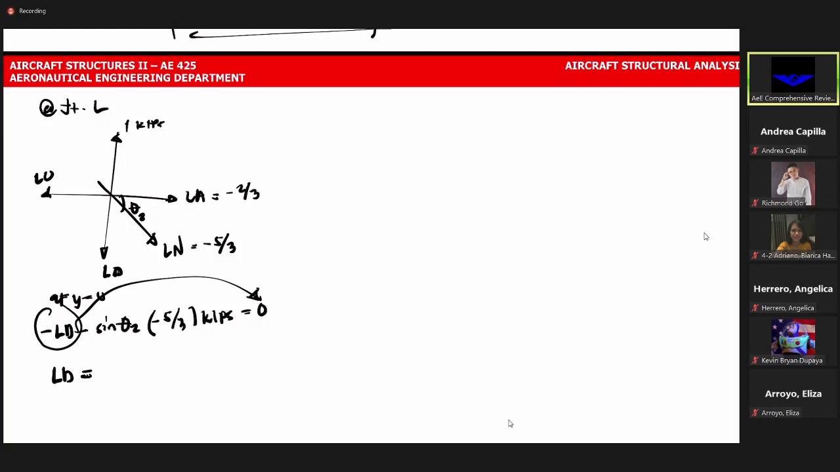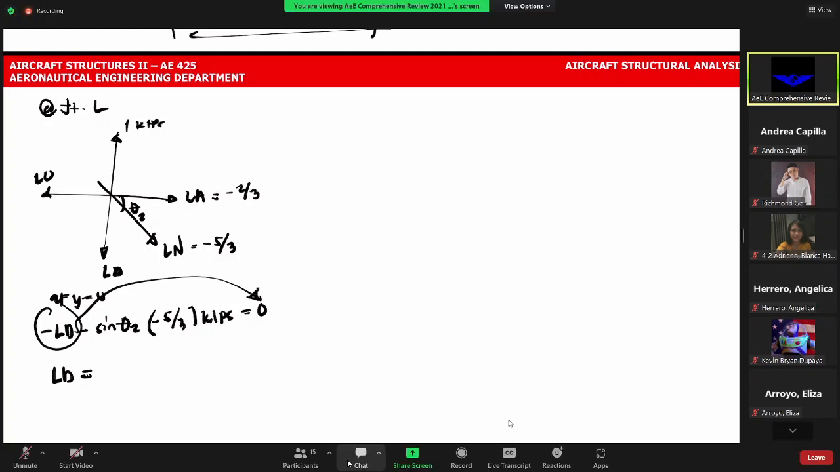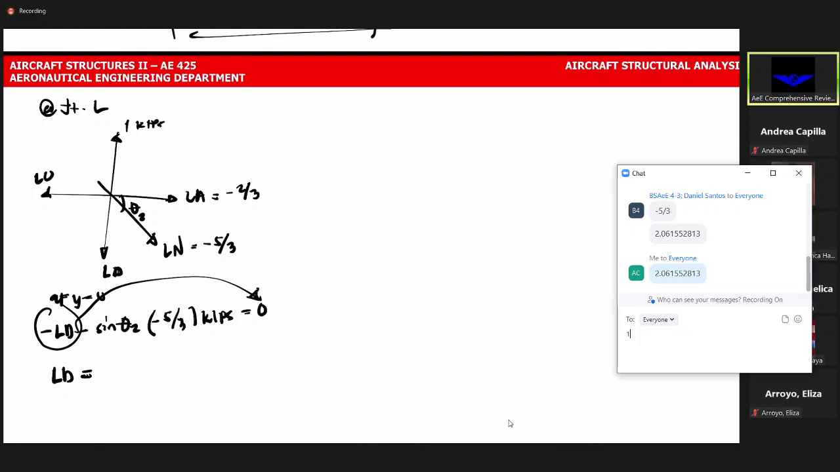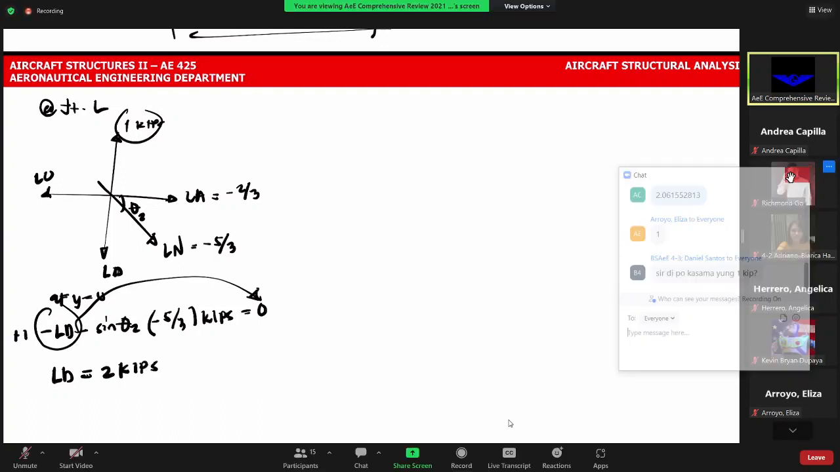Negative sine store C times 5/3. Yan, sagot is 1. Okay, 1 kip. May nakalimutan tayo, guys. May upward force na 1 kip. Okay, so that is plus 1. So therefore, ito is 2 kips. Tama? Tama. Okay.